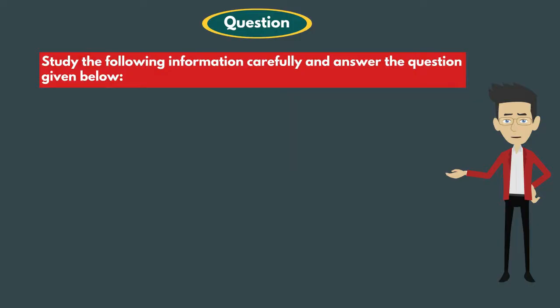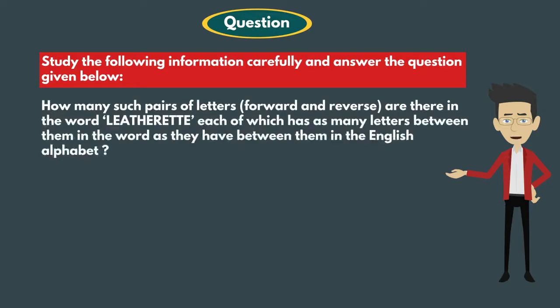Study the following information carefully and answer the questions given below. How many such pairs of letters, forward and reverse, are there in the word Leatheretee? Each of which has as many letters between them in the word as they have between them in the English alphabet. Options are option A 3, option B 4, option C 5, option D 6 and option E 7.